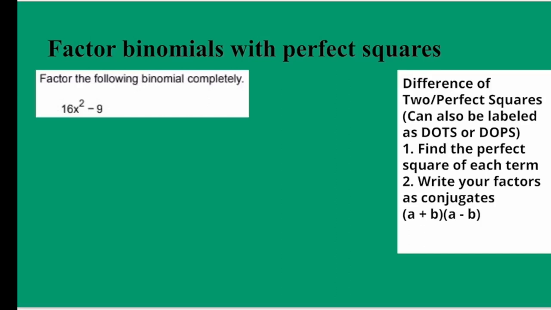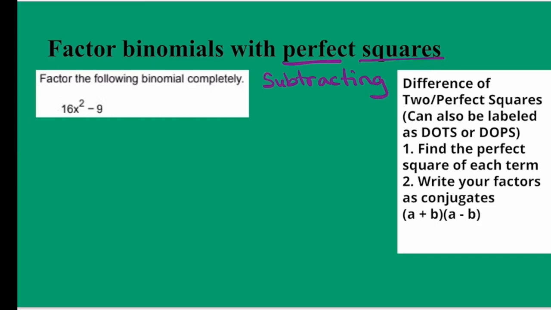Factor binomials with perfect squares. So typically when you see a binomial that you have to factor, most of the time there's going to be a GCF associated. We are specifically looking at binomials that have perfect squares. If we're going even further, we're looking at binomials that are going to be subtracting perfect squares.